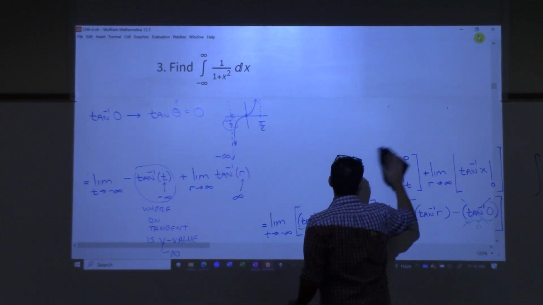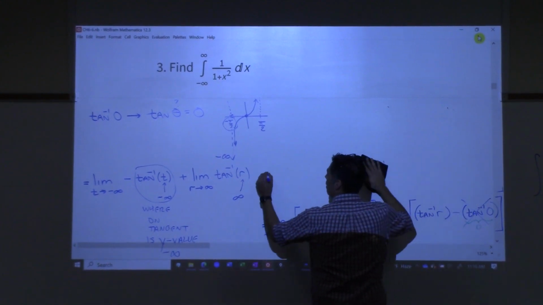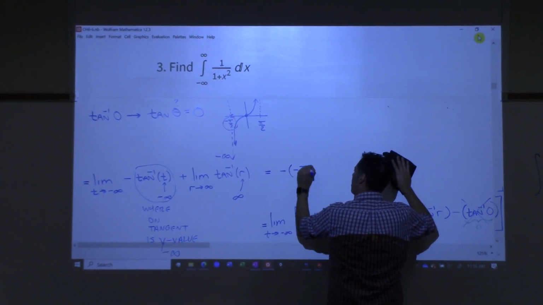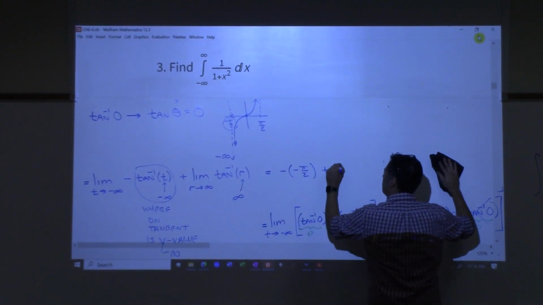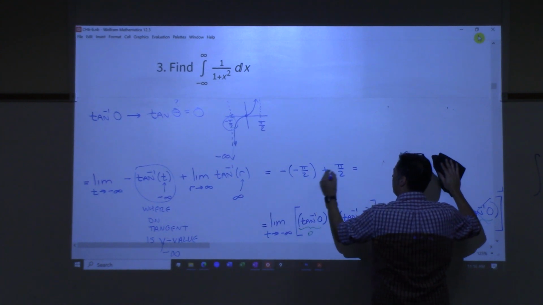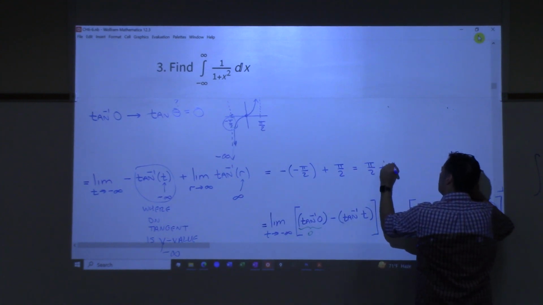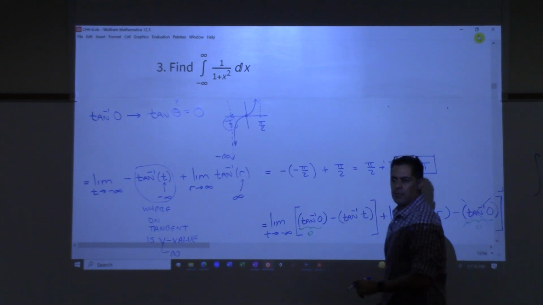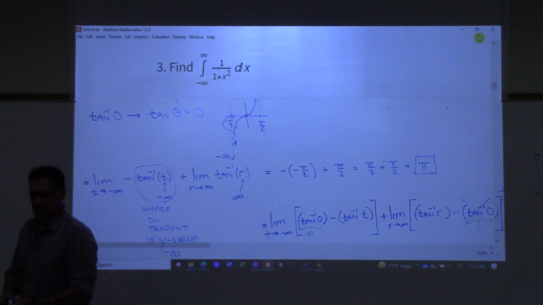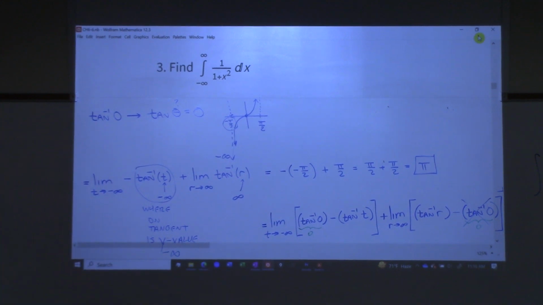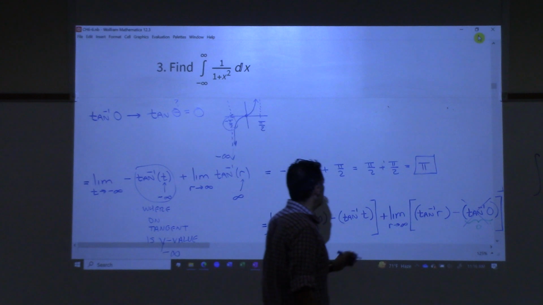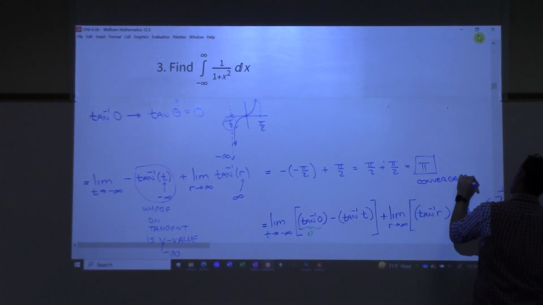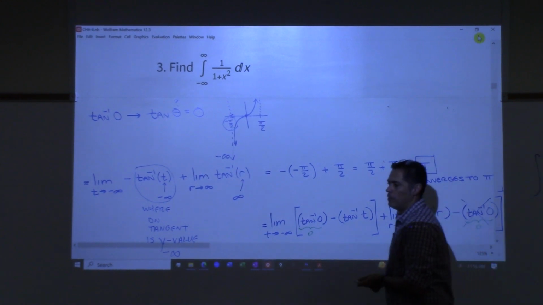So my next line, this is me doing the limits. I get over here negative pi over 2, and then plus, here this is just pi over 2, and that negative is positive, so pi over 2 plus pi over 2, which is pi. So now you say it converges. It converges to pi. And you're expecting converges and diverges on the test, right? Yeah, say it converges to pi.